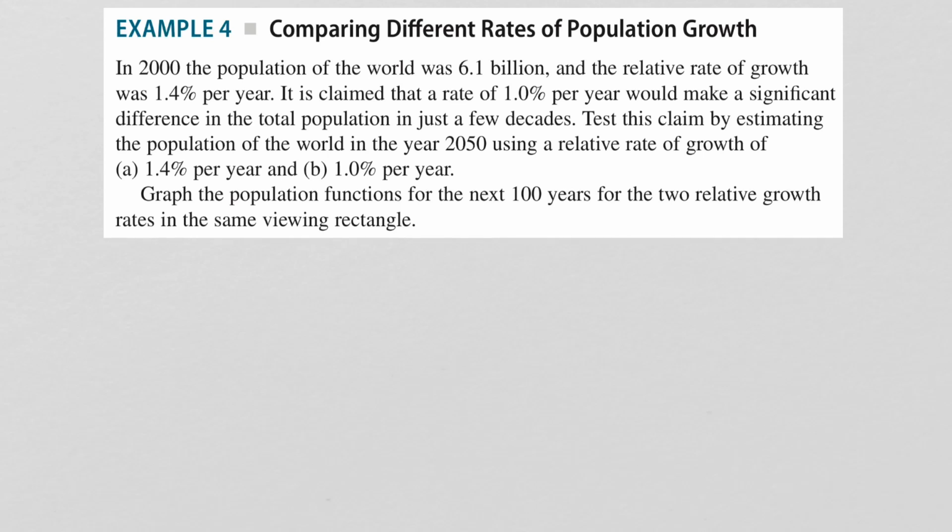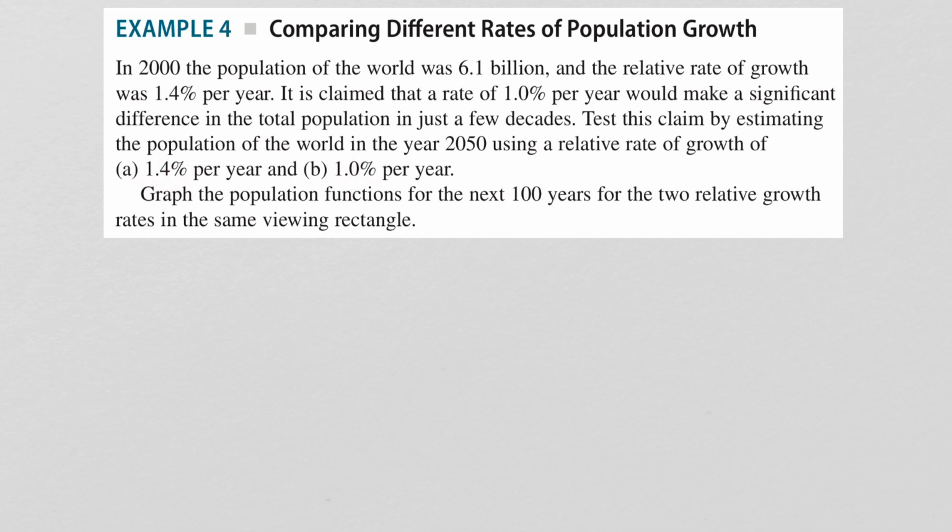Next, we want to compare different rates of population growth. So in 2000, the population of the world was 6.1 billion people, and the relative rate of growth was 1.4% per year. It is claimed that a rate of 1% per year would make a significant difference in the total population in just a few decades. Test this claim by estimating the population of the world in the year 2050 using a relative rate of growth of 1.4% and then also 1.0%.